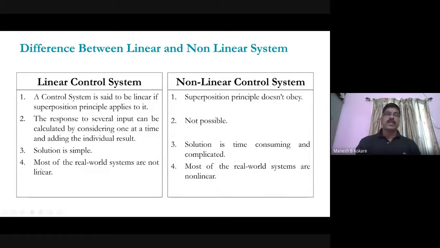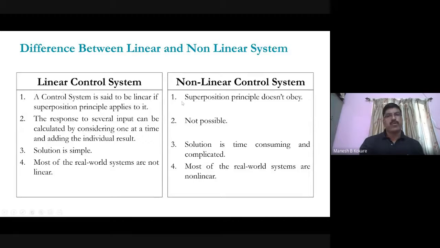The fourth one is that most of the real world systems are not linear. Real world systems are non-linear, and the solution to this is time consuming and complicated. So you have to design the non-linear control system in terms of a linear control system, considering a piecewise linear combination of some portions, and so on. So this is the difference between a linear control system and a non-linear control system.